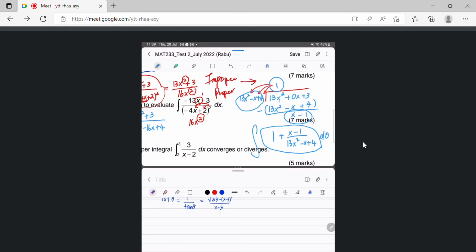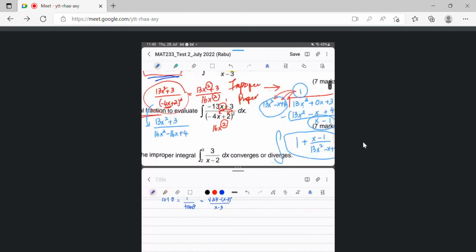This is improper. This type yang beza antara improper dengan proper, kita hanya apply long division. Okay, this is how we apply the long division. Okay. So far, clear ke tidak pasal long division? Okay ke tidak? Okay, madam. Okay.